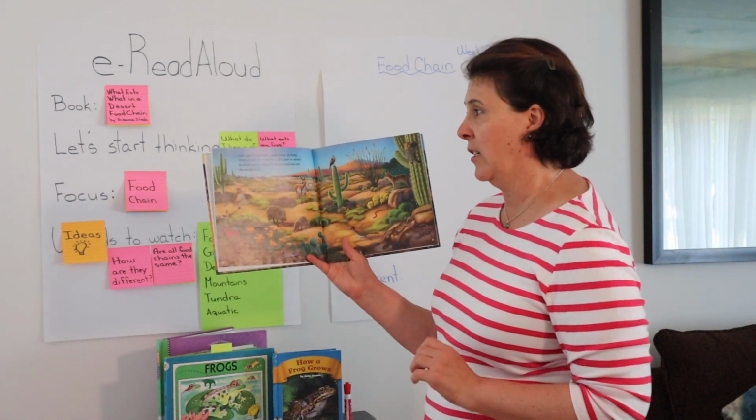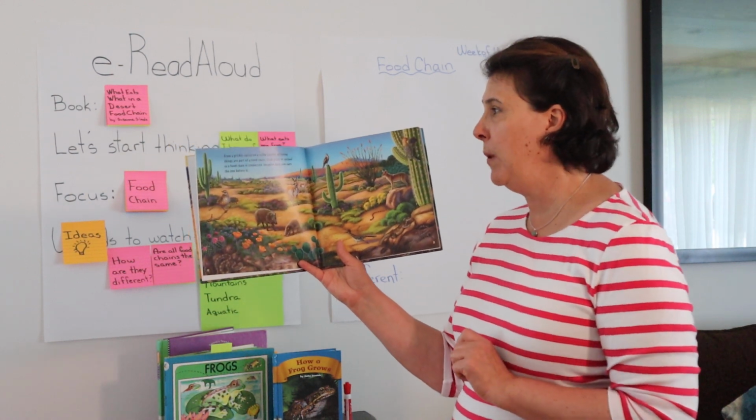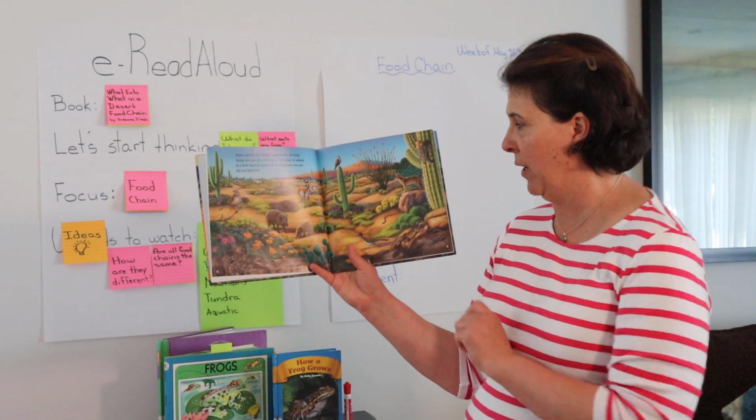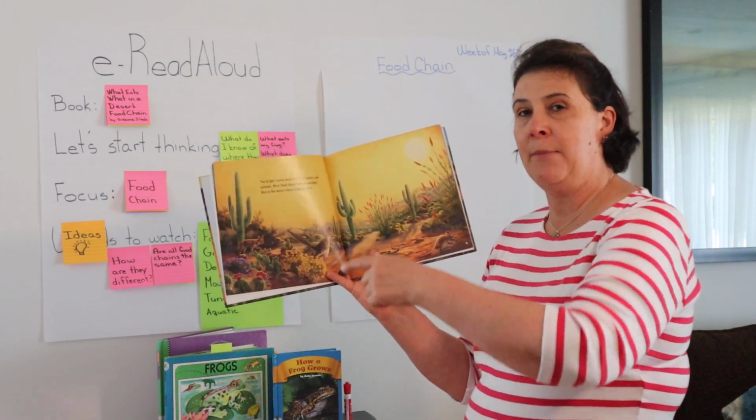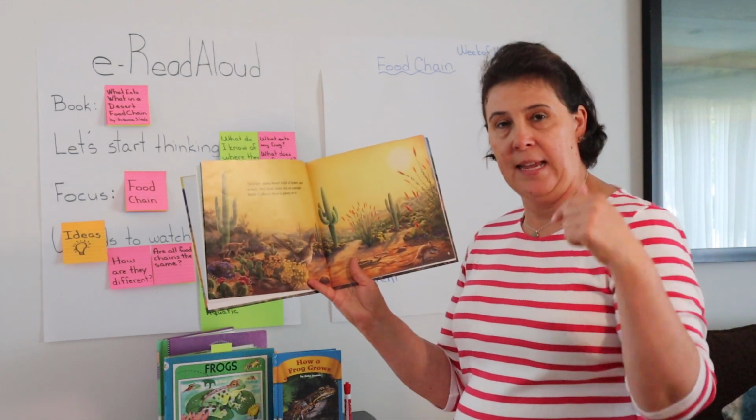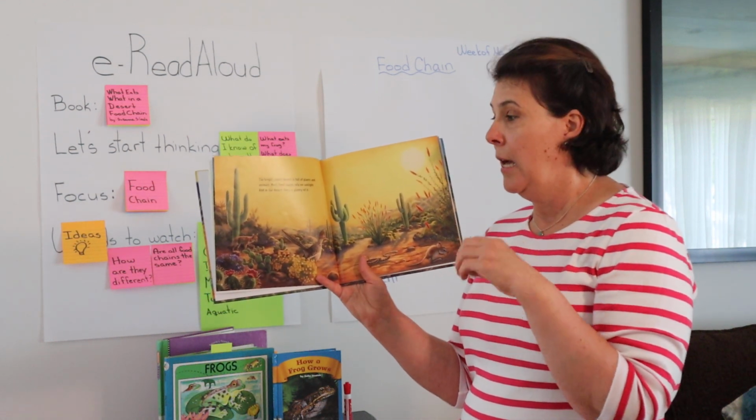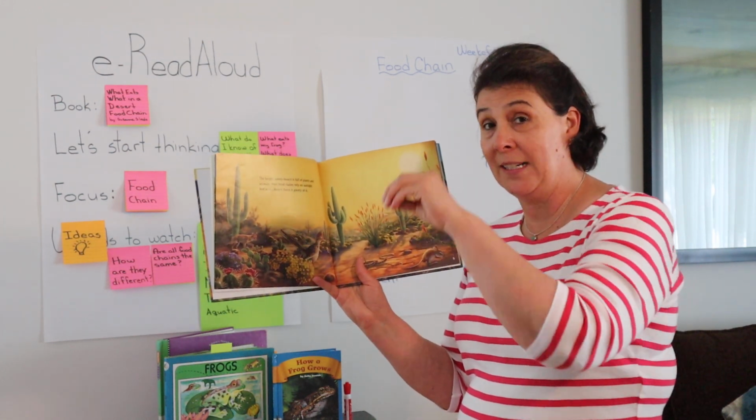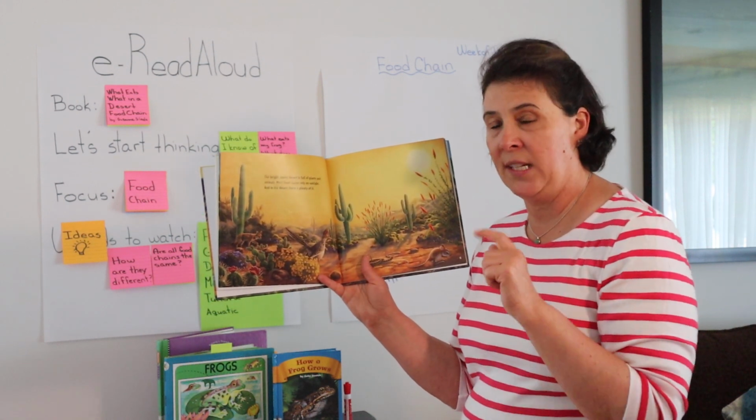From a prickly cactus to a quick coyote, all living things are part of a food chain. Each plant or animal in a food chain is connected because each one eats the one before it. So we know that it makes a circle. And that circle is going to be made up of many different animals, right? Depending on the environment. So let's see what it starts with.